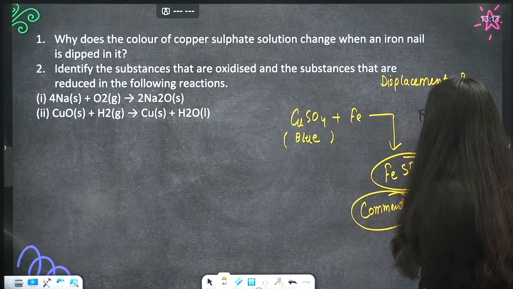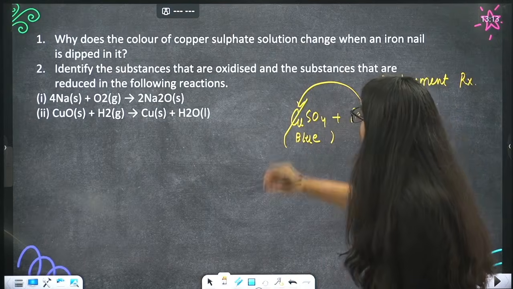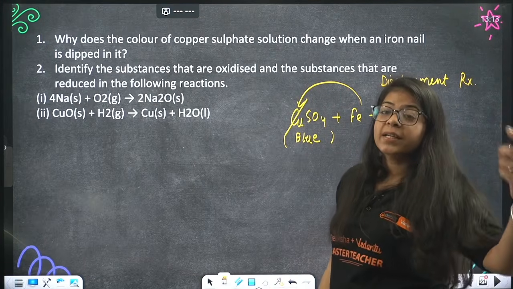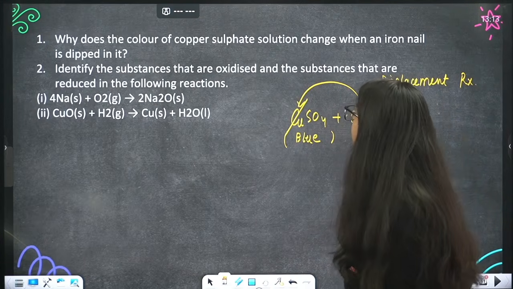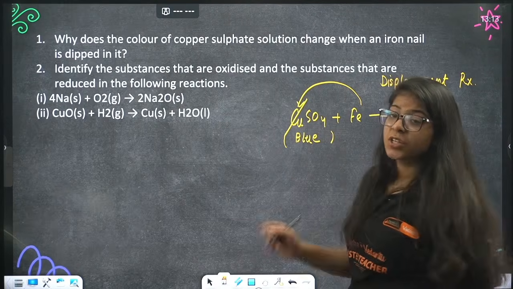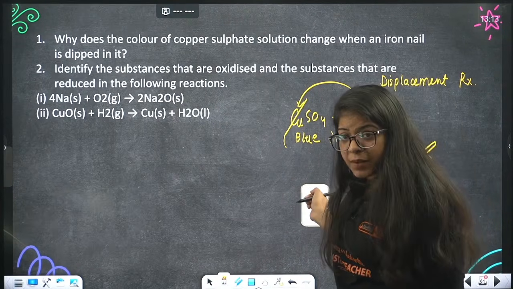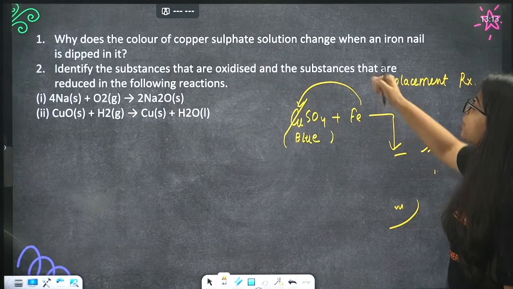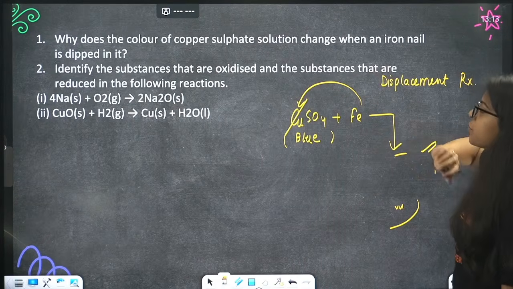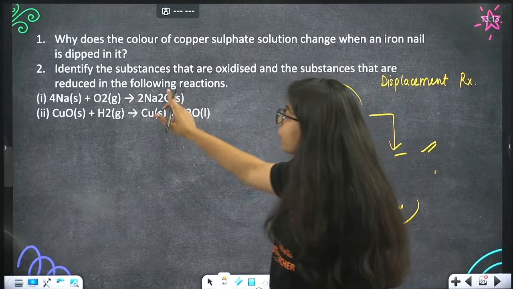So because Fe displaces copper, because Fe is more reactive than copper, the color is changed, right? Done? Okay. And identify the substances that are oxidized and the substances that are reduced in the following reactions.